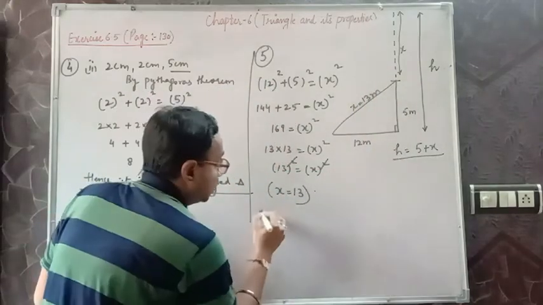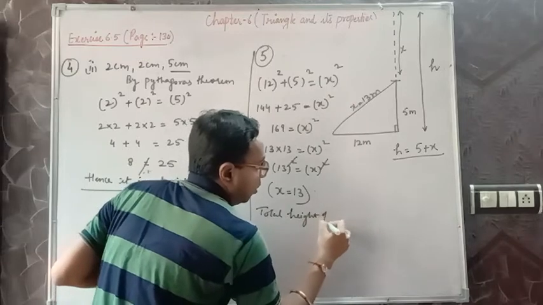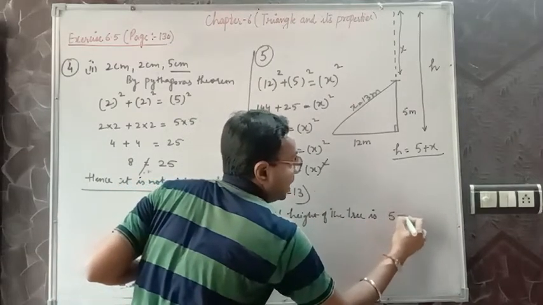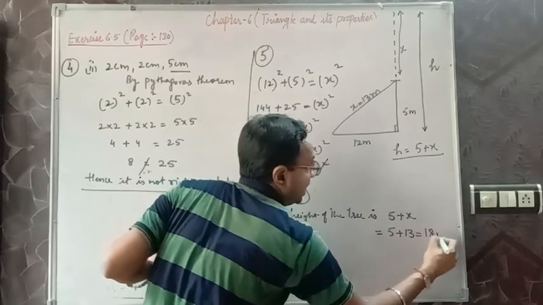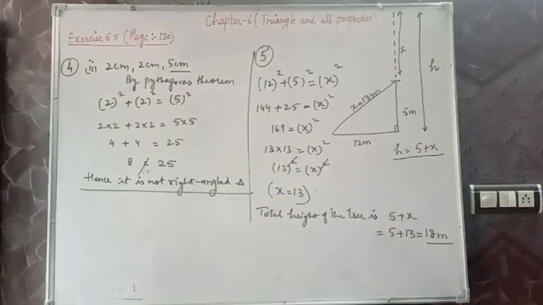So what is the total height of the tree? Total height of the tree is 5 plus x. It means 5 plus 13, which is 18 meters. Total height is 18 meters. Are we clear? This is what the question is. Clear with the question? Any doubt anyone is having?